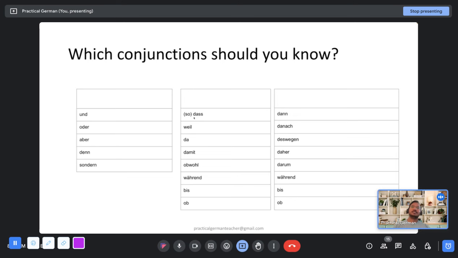So dass will mean so that. While weil and da, they both mean because. Now you will ask, what is the difference between weil, da, and denn? What is the meaning? To answer this, go ahead.